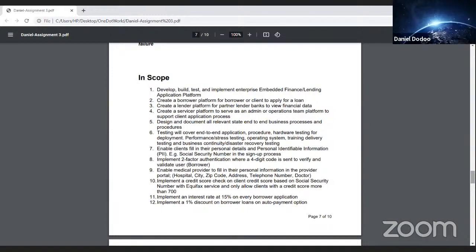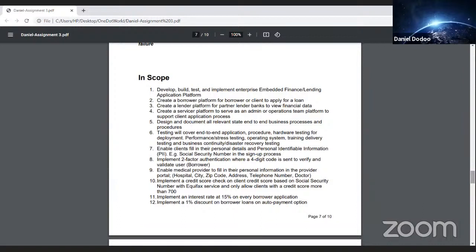Also, design and document all relevant end-to-end business processes and procedures. We would like to capture our end-to-end business procedures. We would like to have an in-depth analysis of whatever is happening in our system, the breakdown of every business process and every business flow, to give us a general overview of what our system is supposed to do.